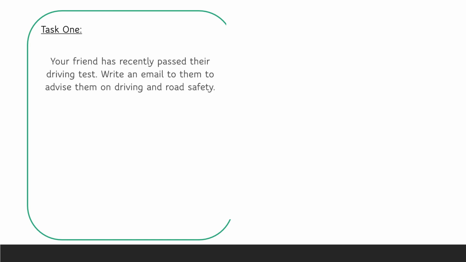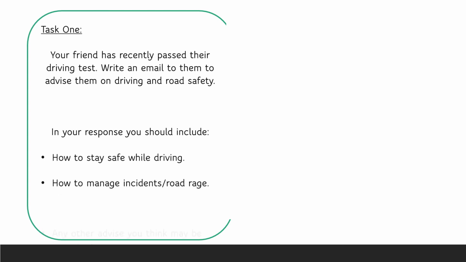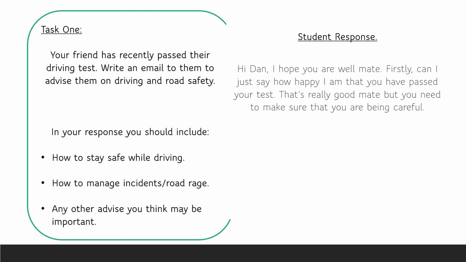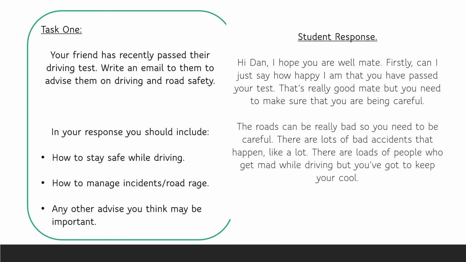So this is what one learner has written in response to the same task that we went through. So we have the task on the left hand side that we just went through, so you have it there for reference if you want. Now this is what the student has written. It said, "Hi Dan, I hope you are well, mate. Firstly, can I just say how happy I am that you have passed your test. That's really good, mate, but you need to make sure you are being careful. The roads can be really bad, so you need to be careful. There are lots of bad accidents that happen, like a lot. There are loads of people who get mad while driving, but you've got to keep your cool."